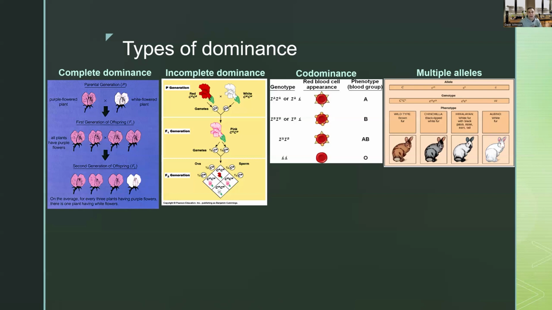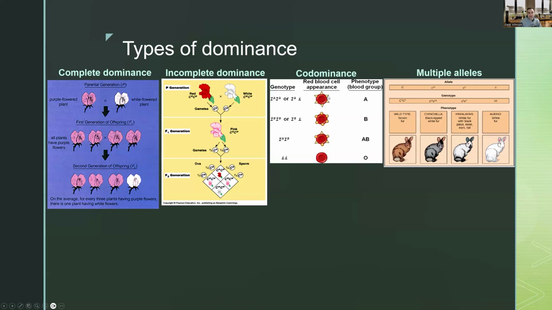What happens when you have a heterozygote? If you have a heterozygote and you only have one of the phenotypes, that likely means you're looking at a situation of complete dominance. When you end up with an intermediate phenotype in a heterozygote, you are looking at incomplete dominance. We also have an example of codominance.